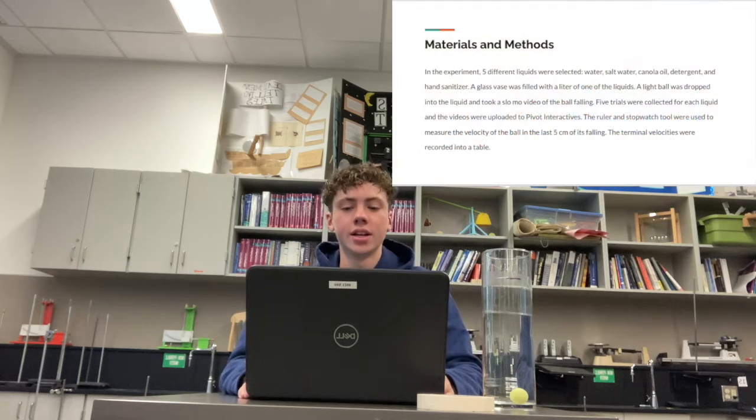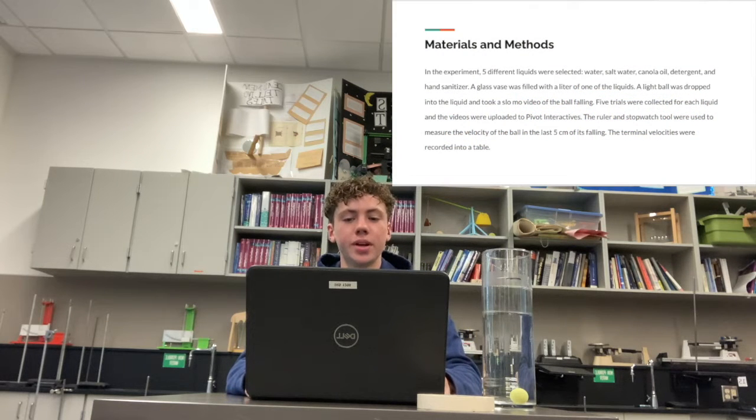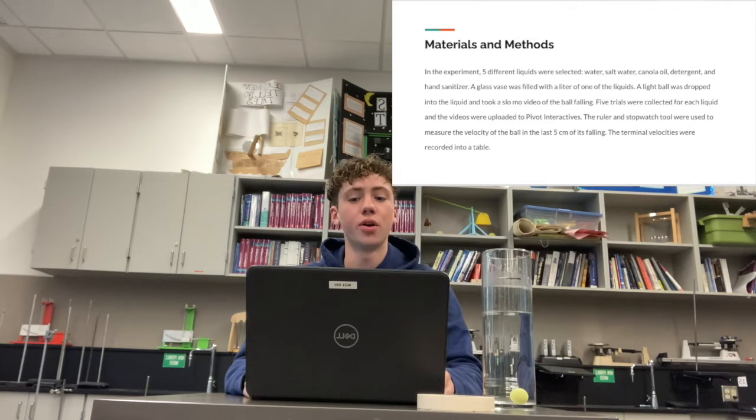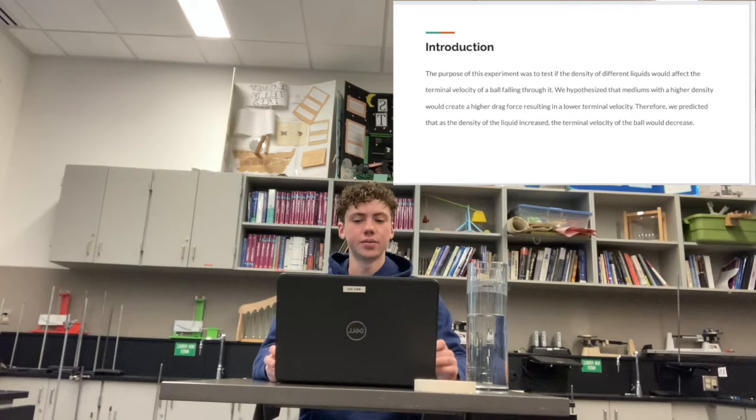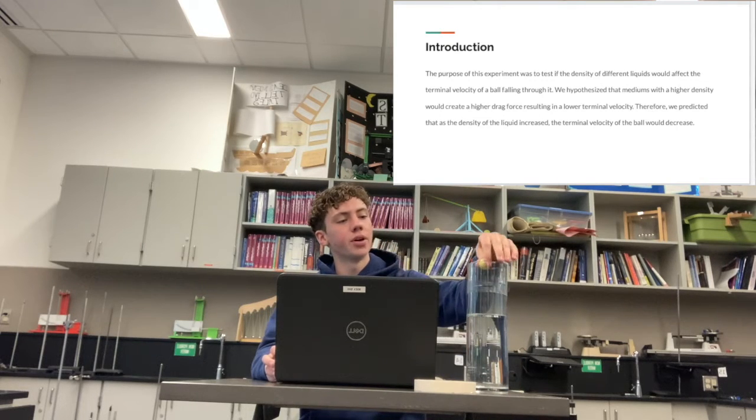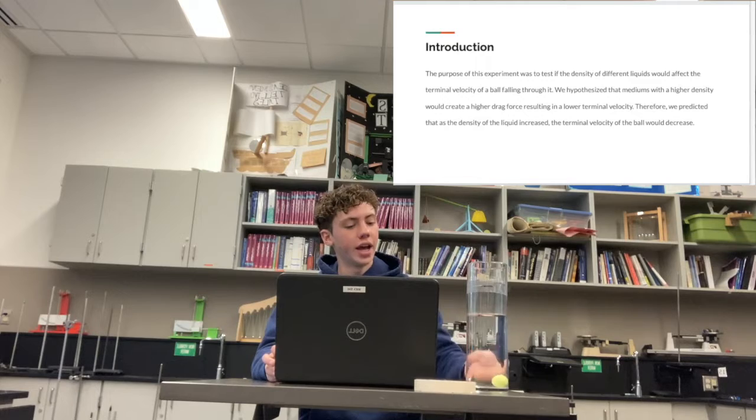Today, me and Nick did this experiment where we tested the different densities of liquids and how it affects the terminal velocity of a ball falling through them. So we used 5 different liquids. We had water, salt water, canola oil, detergent, and hand sanitizer. And we used this glass vase here filled with each of the different liquids. We had the ball, we dropped it from the rim, and measured the terminal velocity at the bottom.